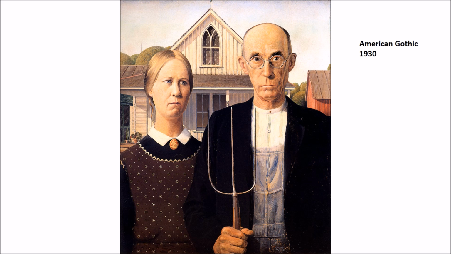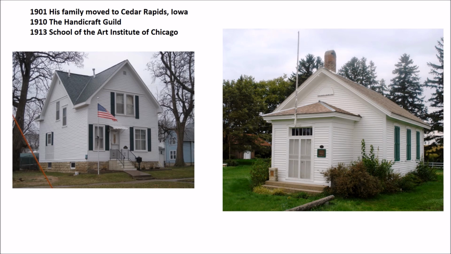We'll return to this painting, but again, this is thought of as one of the more recognizable images that we have in Western painting. There's an image of the house he kind of grew up in, his first school. His family moved to Cedar Rapids, Iowa in 1901, and in 1913 he goes to the School of the Art Institute of Chicago.